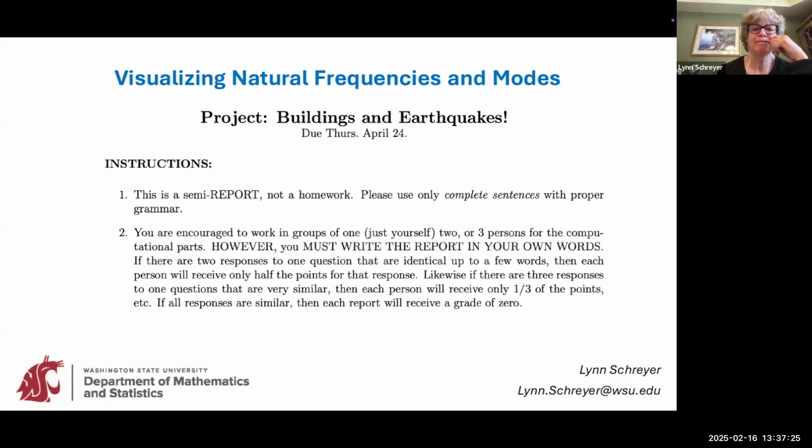Okay, so the instructions for the project: this is a semester report, it's not a homework, so it does have its own weight towards the course grade. They are encouraged to work in groups of 2 or 3 persons, or just one if they want to. However, they have to write up the report individually. If there are 2 responses to one question, you have to deal with people copying from each other. And so I tell them the penalty up front.